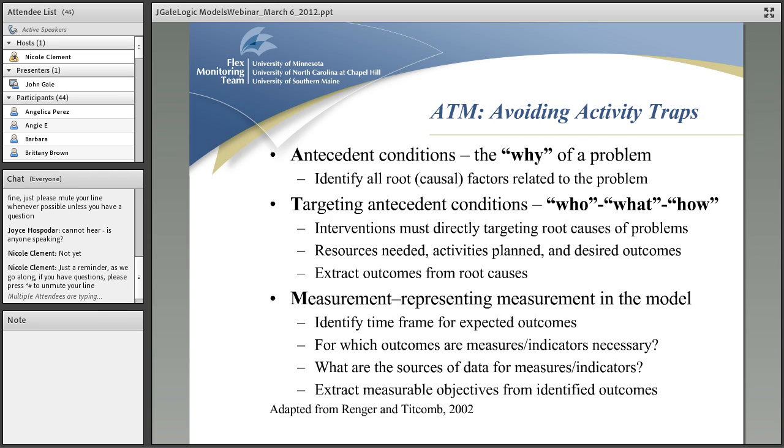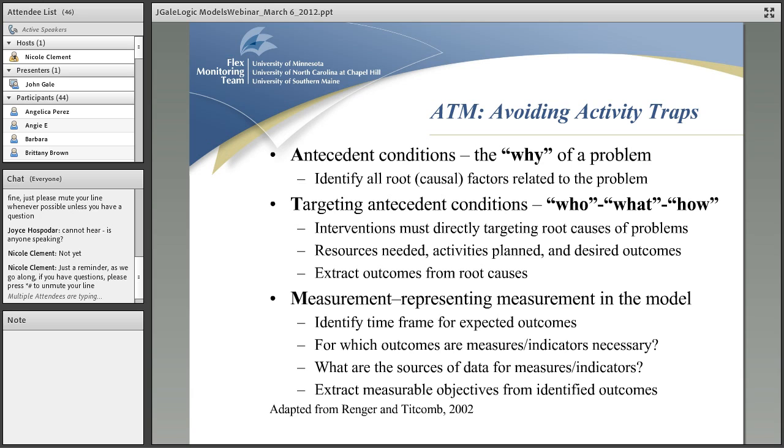And this is a piece that I particularly liked that Ralph had shared with me. He has something called ATMs, and it's a way of avoiding that activity trap. You identify the antecedent conditions. This is the why of the problem. Why are we doing something? What is it we hope to change about our situation, about our hospital's operations or behaviors that will have an improvement? And then once we've looked at those root and causal factors, we want to target those conditions.